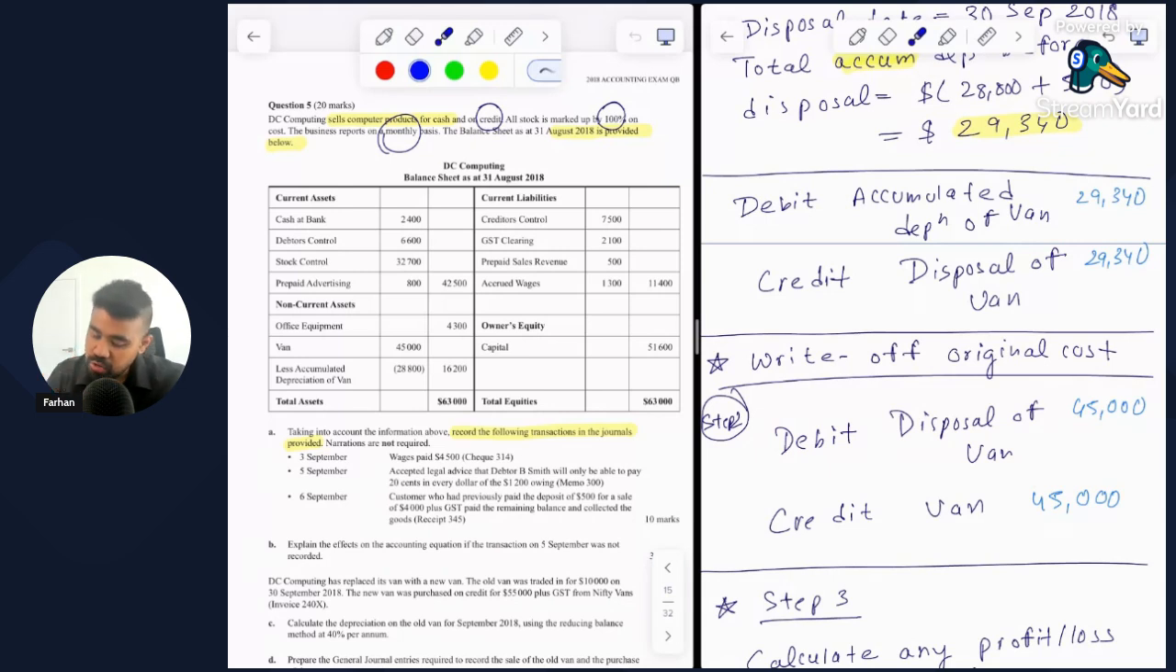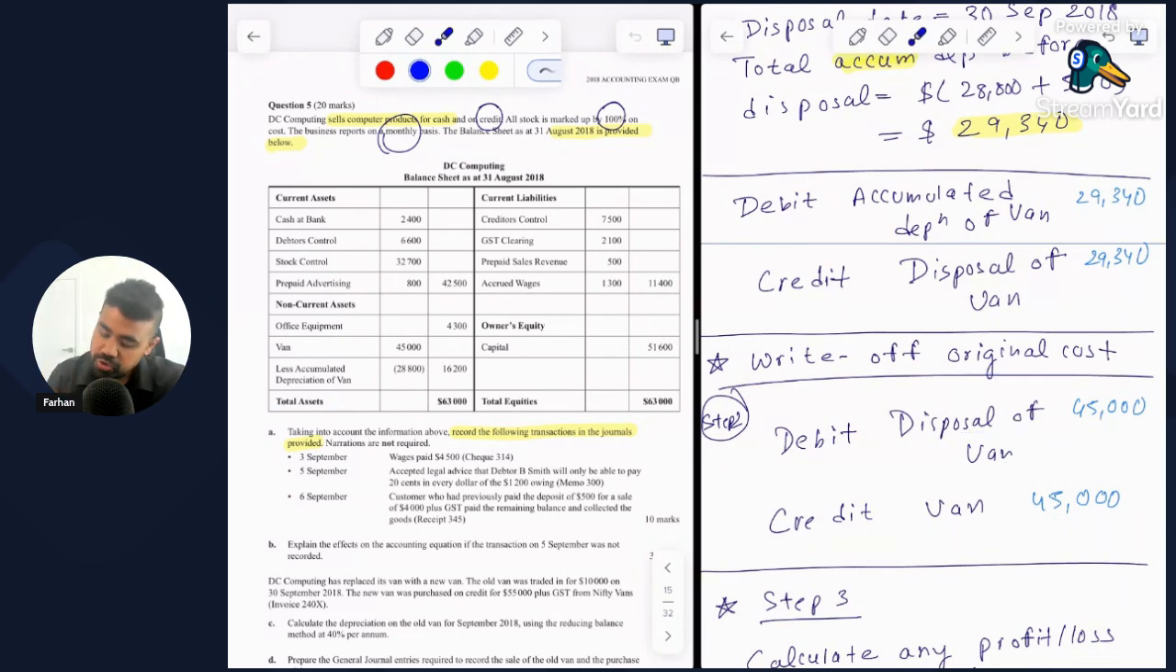That is why we're crediting the van by $45,000, where we are writing off or removing the original cost. The corresponding debit entry is the disposal of van account again, and that is $45,000. Again, I recommend you memorize this step as well. So the first step is to write off or remove any accumulated depreciation so far up to the disposal date. The second step is to remove any original cost that you've got, okay?